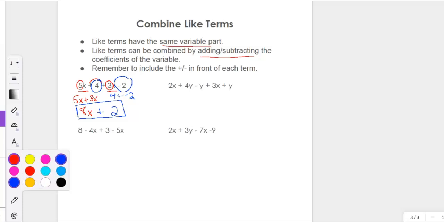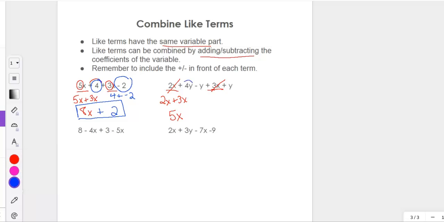All right, my next one. Again, I'm going to start with x's and combine them all into one. So I have a 2x and a 3x, a positive 2x and a positive 3x. So I'm going to add those together. 2x plus 3x gives me 5x. Another thing you can do is cross off the terms as you go, so that way you know you're done with them.